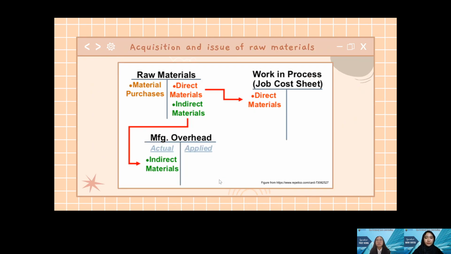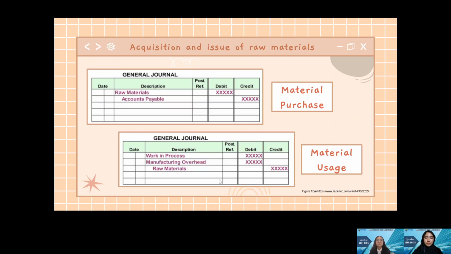So this is to record the acquisition or purchase and issue of raw materials. These are the T accounts. We will look at the T account for raw material first. On the debit side, we have the amount for material purchase, while on the credit side, we have the direct materials and indirect materials. Then we will move the direct materials and indirect materials to their respective T accounts, where we will move the direct material to the work in process T account, as well as indirect materials to the actual manufacturing overhead T account. Next slide please.